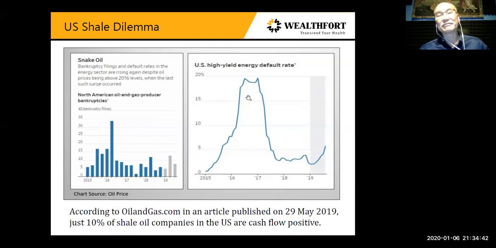You can see that the US high yield energy default rate spiked up when the oil price dropped to the 20s. Now it's spiking up again. After some lull over here, it's moving up again.